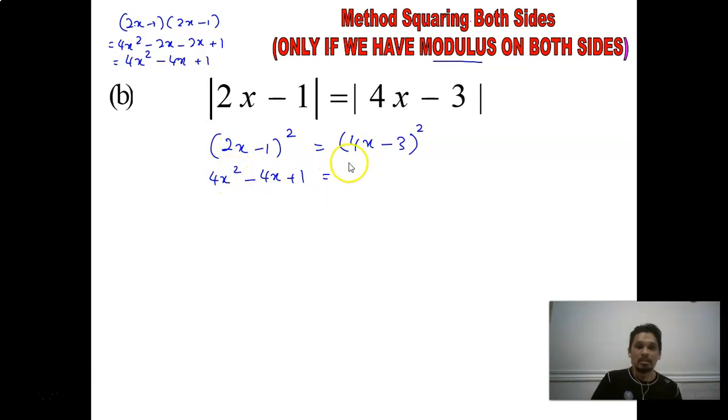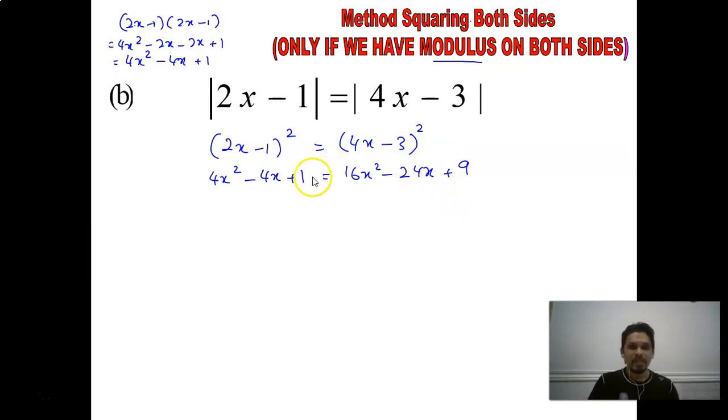Same goes to this one here. 4x times 4x, 16x squared. 4x times negative 3, minus 12x. Another negative 12x, negative 24x. Negative 3 times negative 3, positive 9.